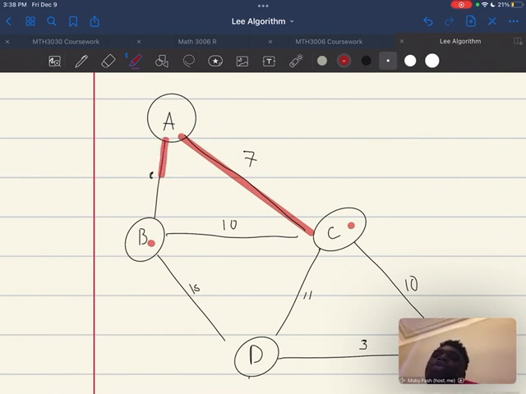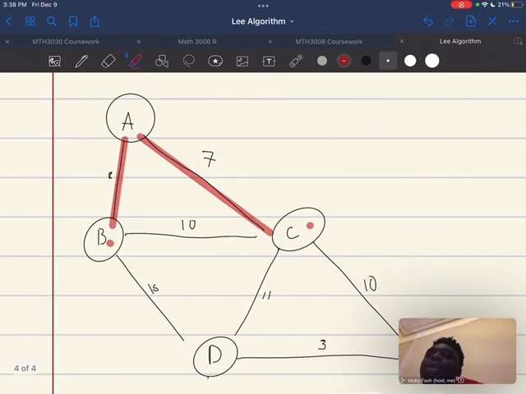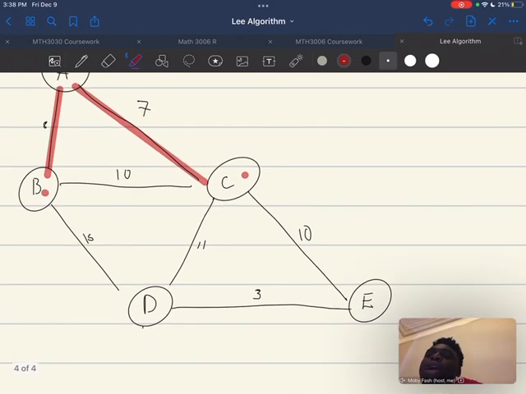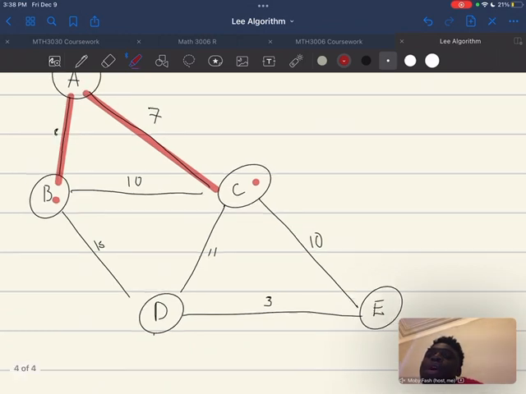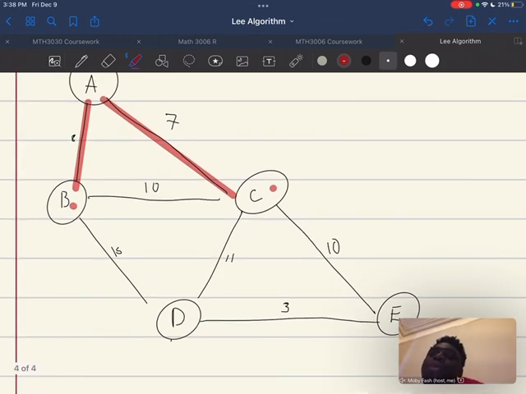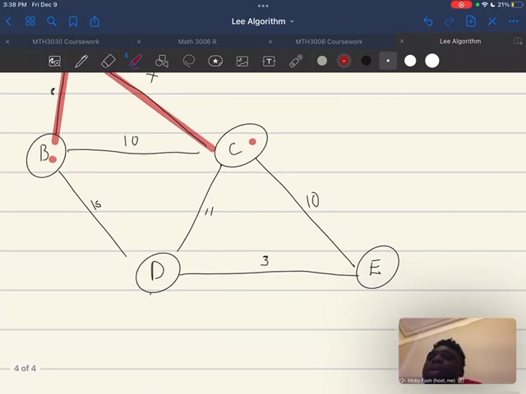So C is then evaluated, and the lowest cost from C would be 7, but as it's already connected to A, that is just confirmed in, and we can move on. Okay, next we evaluate D. The lowest cost of D would be E, and that would be the first iteration.